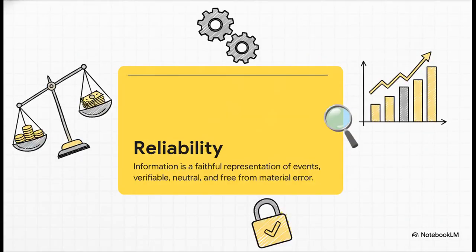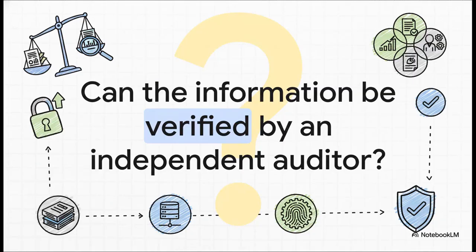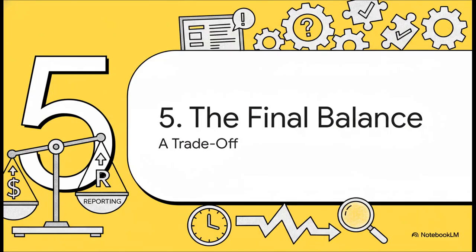Okay, our third pillar is reliability, and this one is all about trust. Plain and simple, can you actually count on the numbers? Reliable information is a faithful, honest picture of what really happened, and it's free from bias or any major errors. You want a great test for reliability? Ask this. Could an independent auditor look at the exact same data and come to the exact same conclusion? That verifiability, that is the absolute bedrock of trust in any financial report. Period.